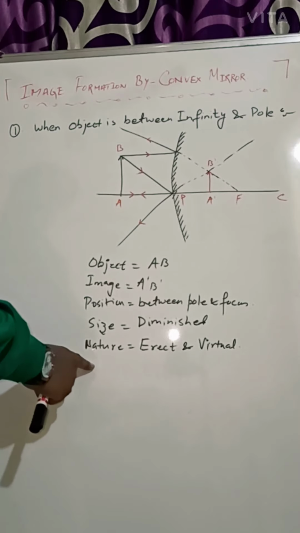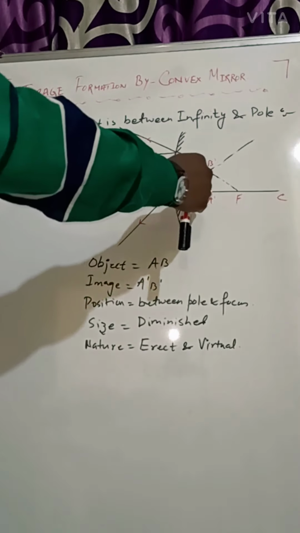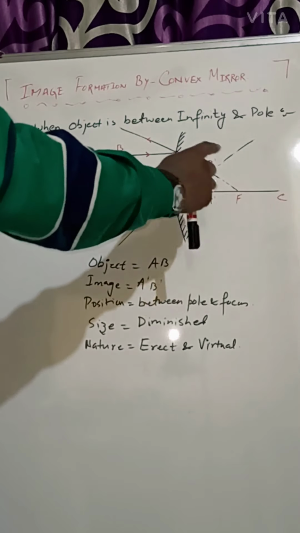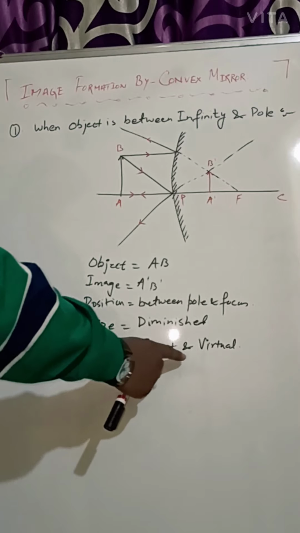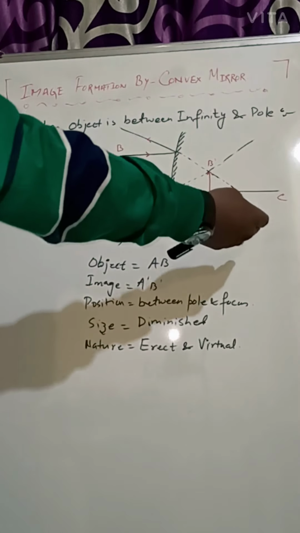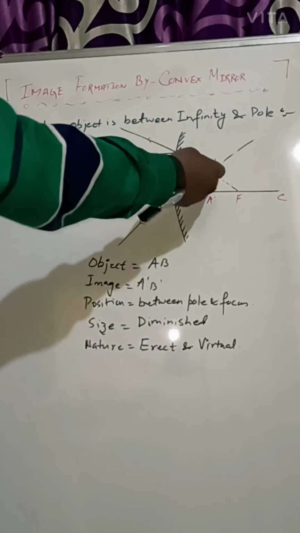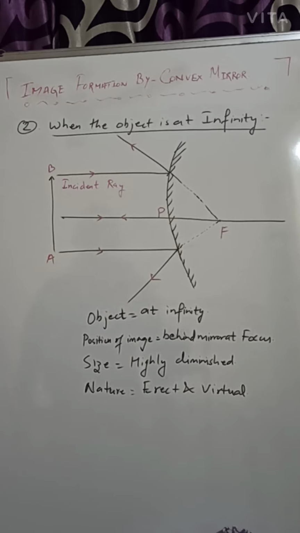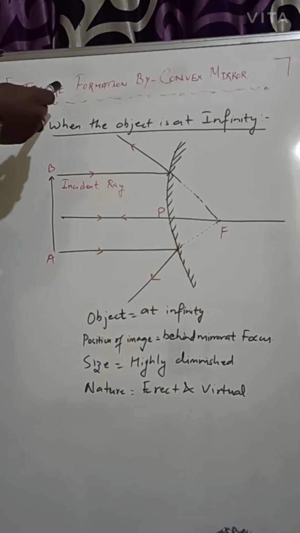And the nature: this is the mirror. The image is formed on the right hand side of the mirror, so it is behind the mirror. So the image is erect and virtual. Virtual because it is on the right hand side, and erect because it is above the principal axis. So this is your first case. Clear?